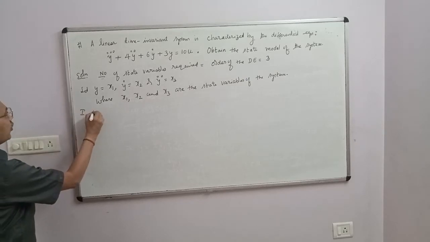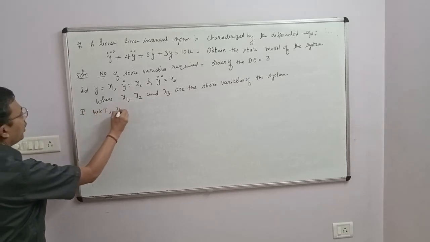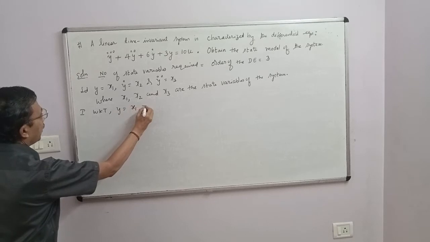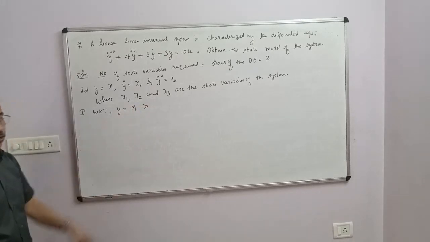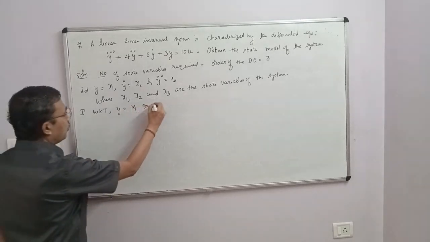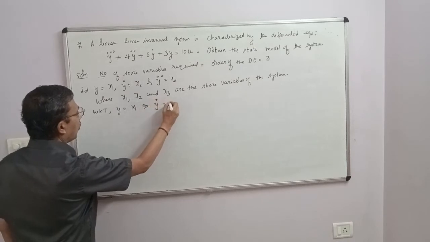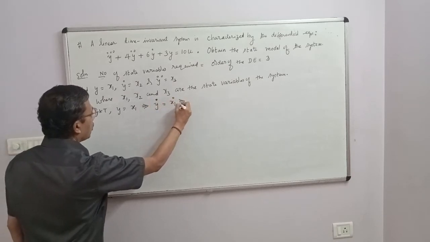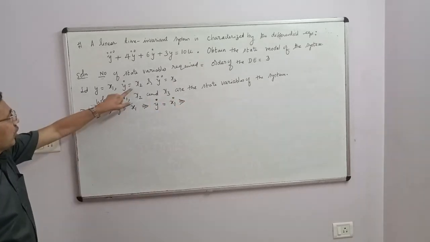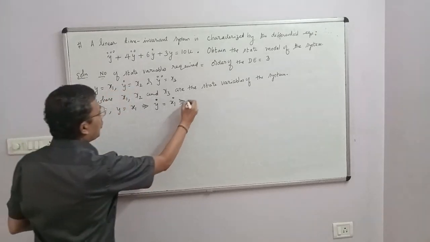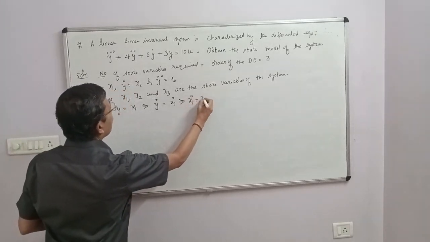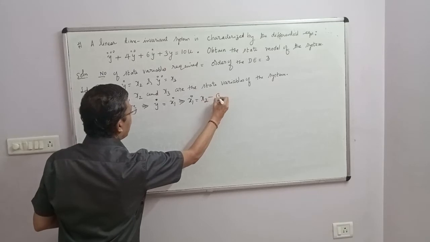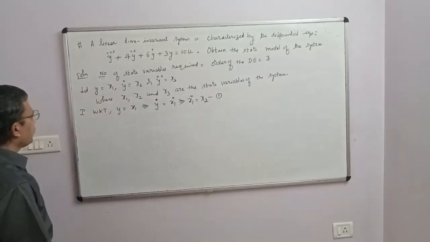Step 1. We know that y is equal to x1. Differentiate both sides with respect to t. That gives you y dot is equal to x1 dot. What is y dot? y dot is x2. This implies x1 dot is equal to x2. Call this equation 1.